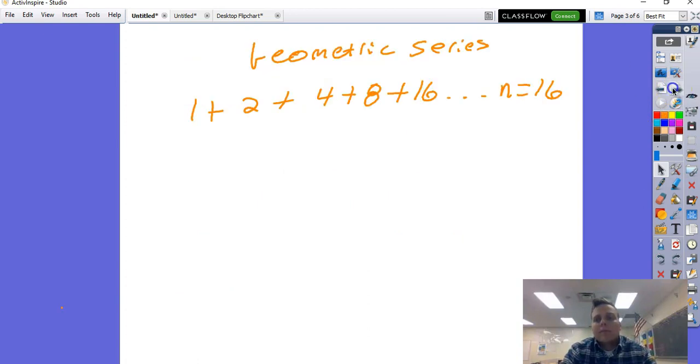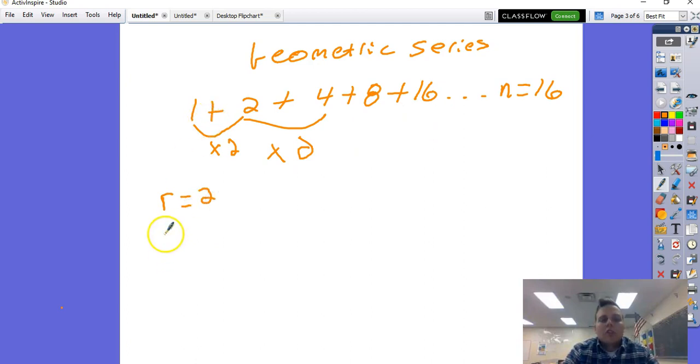All right, let's look at a few problems. We have 1, 2, 4, 8, 16, and the total number of terms is 16. You might be wondering, is this arithmetic or geometric? From 1 to 2, you add 1. To go from 2 to 4, you add 2. Not arithmetic. To go from 1 to 2, you multiply by 2. To go from 2 to 4, you multiply by 2, and you can see the pattern holds true. I continue to multiply by 2. So r is equal to 2. My first term, a sub 1, is equal to 1, and my n is 16.